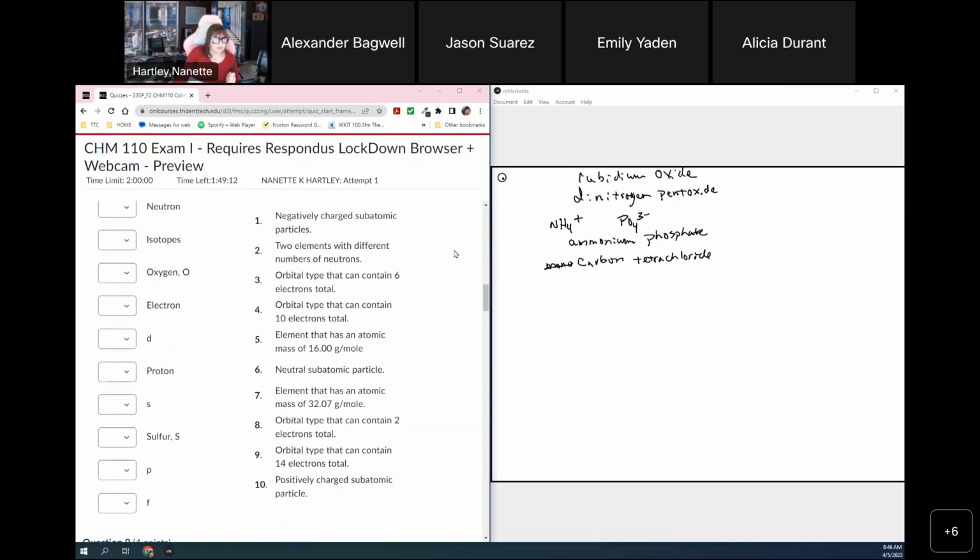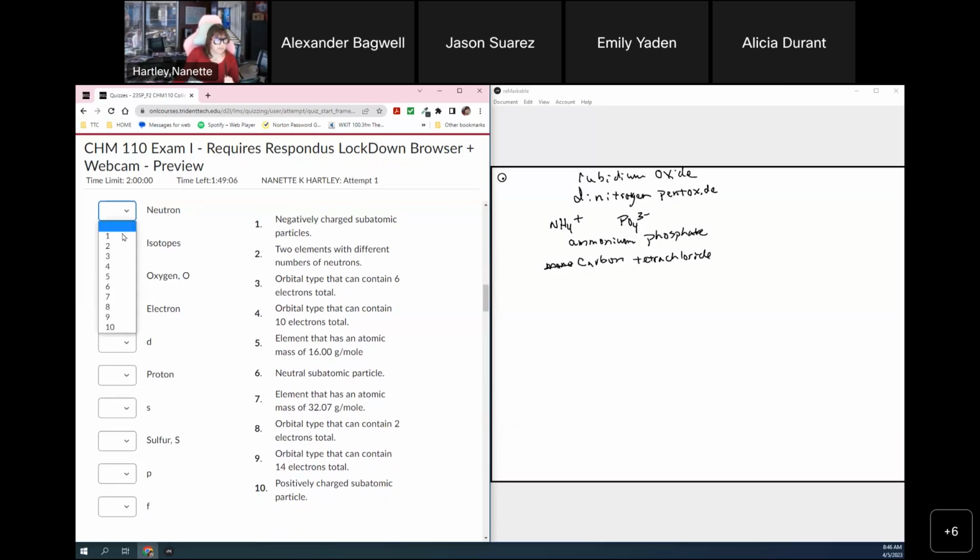Most people got this one. So my neutron is a neutral subatomic particle, so that's 6. Isotopes are 2 elements with different numbers of neutrons, that's 2. Oxygen, O, is an element that has an atomic mass of 16, that's 5. An electron is a negatively charged subatomic particle, so that's 1.